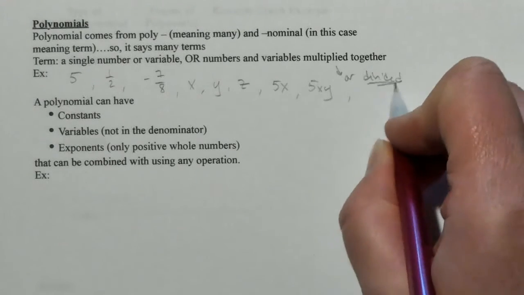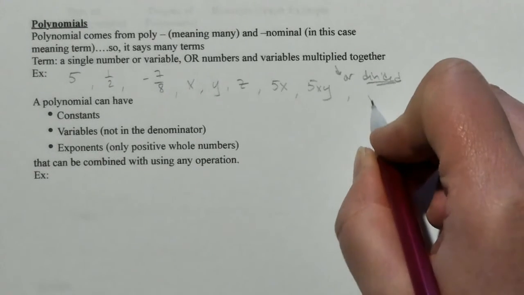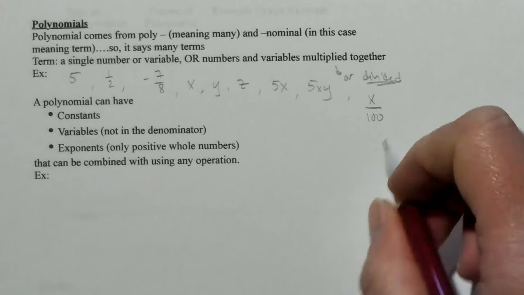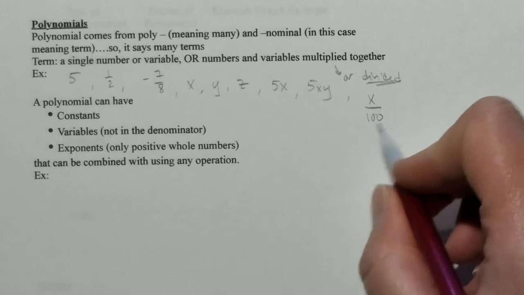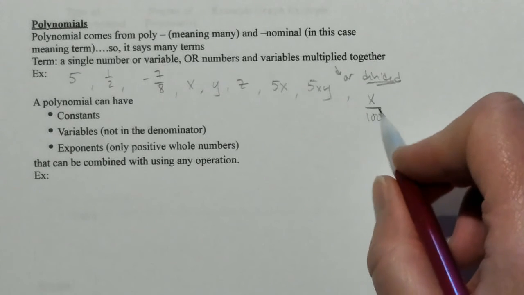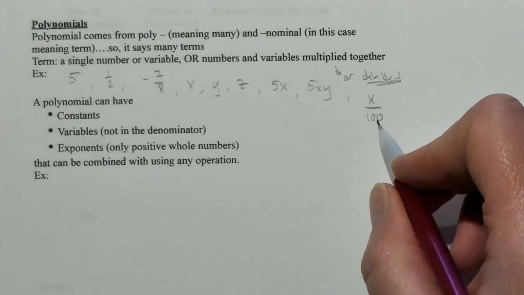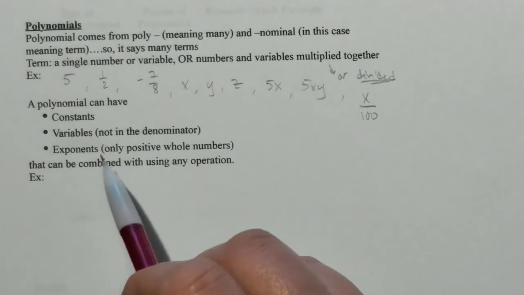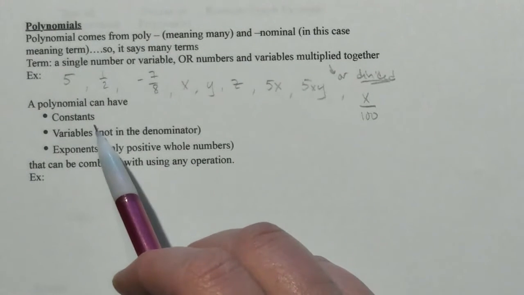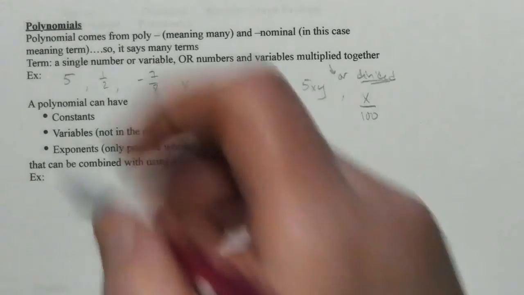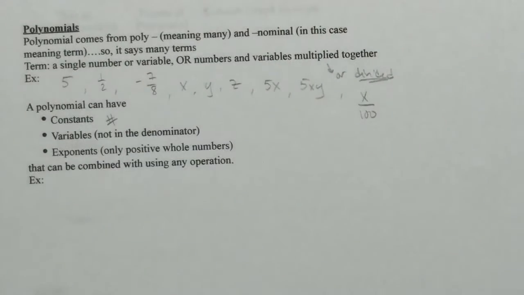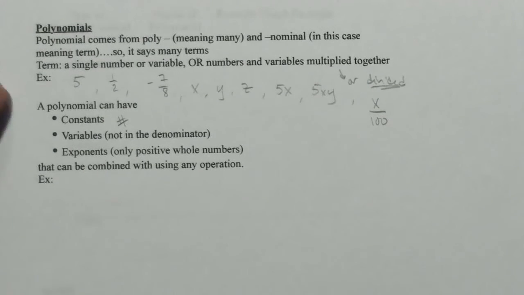Like I added here, it can also be divided. So I can have x divided by 100. That's still considered a term because it's attached by that division. Okay, that operation that's happening between these two terms is division. A little more specifically into a polynomial, polynomials can have constants, which is a whole number. Well, not a whole number, any kind of number. Could be a fraction also, positive or negative.